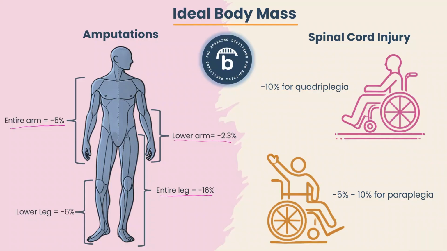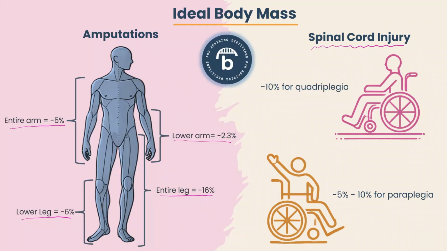And if someone has lost their entire leg, that's a much bigger change, about 16%. And a lower leg amputation is, again, about half of that, remembering that the lower leg is the smaller half of the leg. So a lower leg amputation is removing roughly 6% from your ideal body mass calculation. We subtract these percentages from the ideal body mass because using the unadjusted weight would lead us to overestimate their nutritional needs. And we can also think about spinal cord injuries.